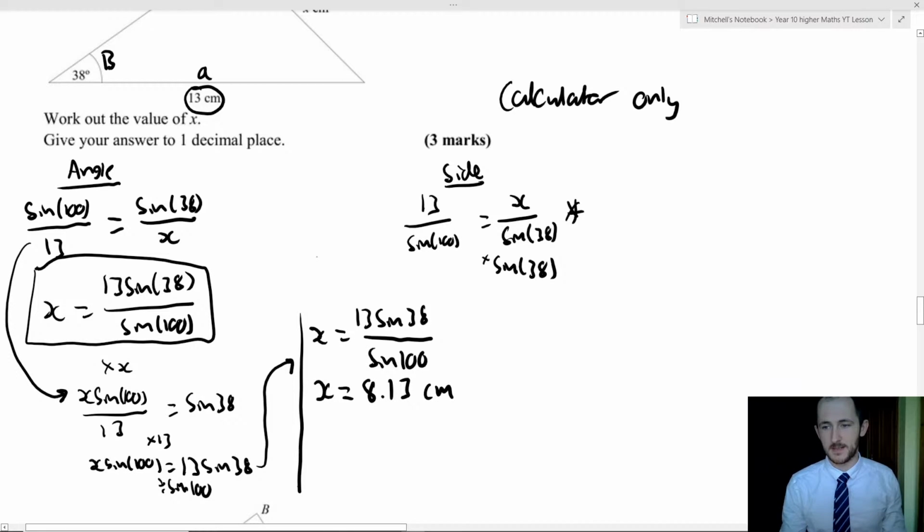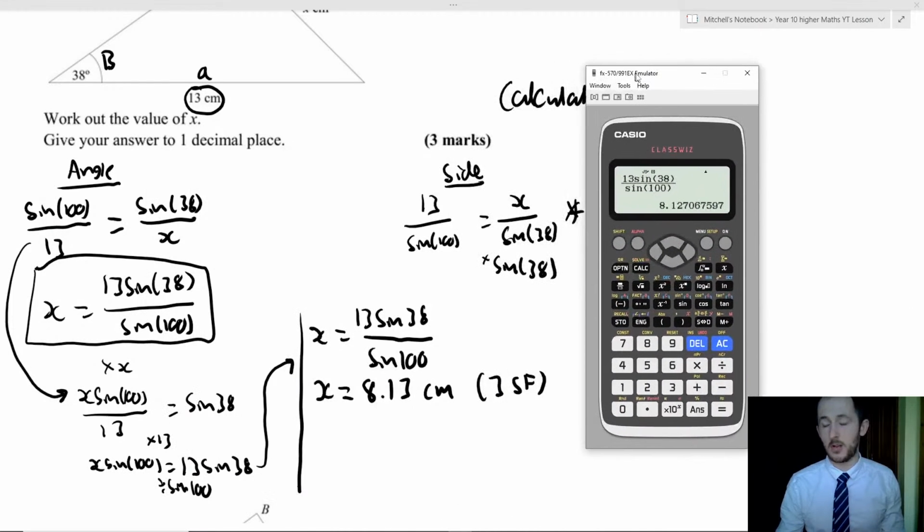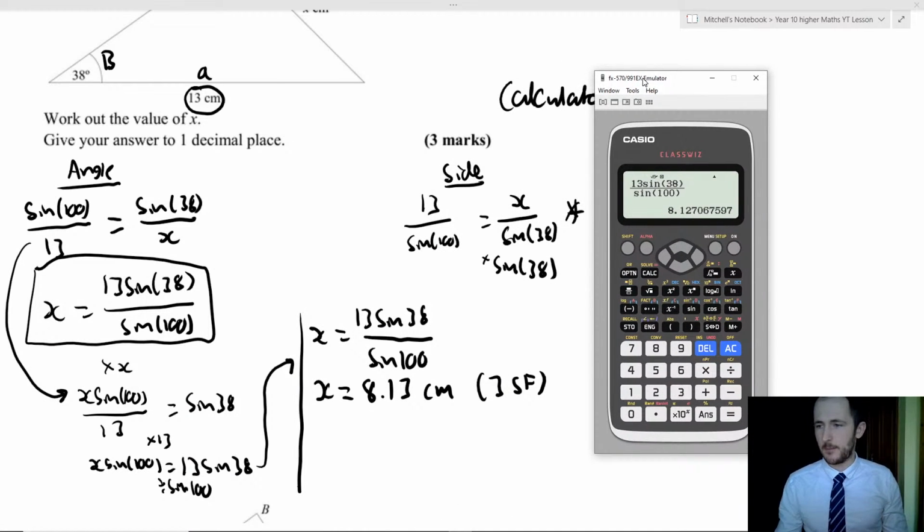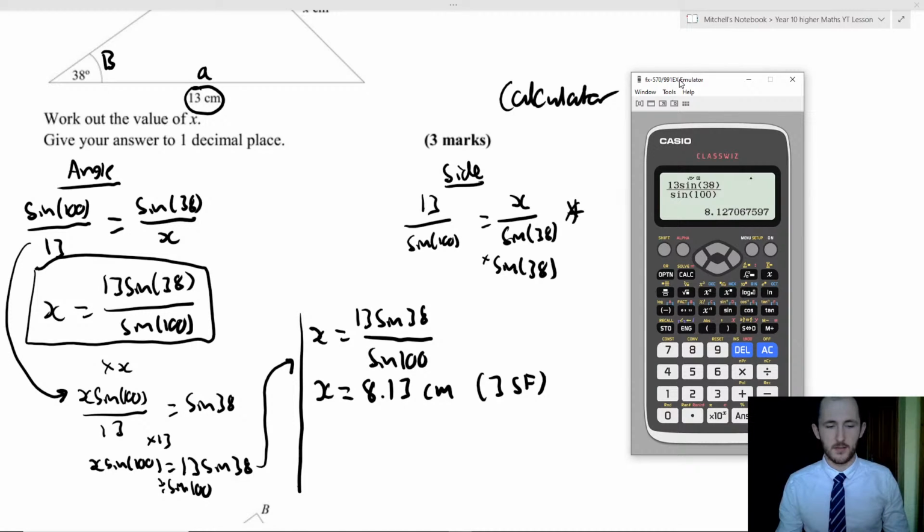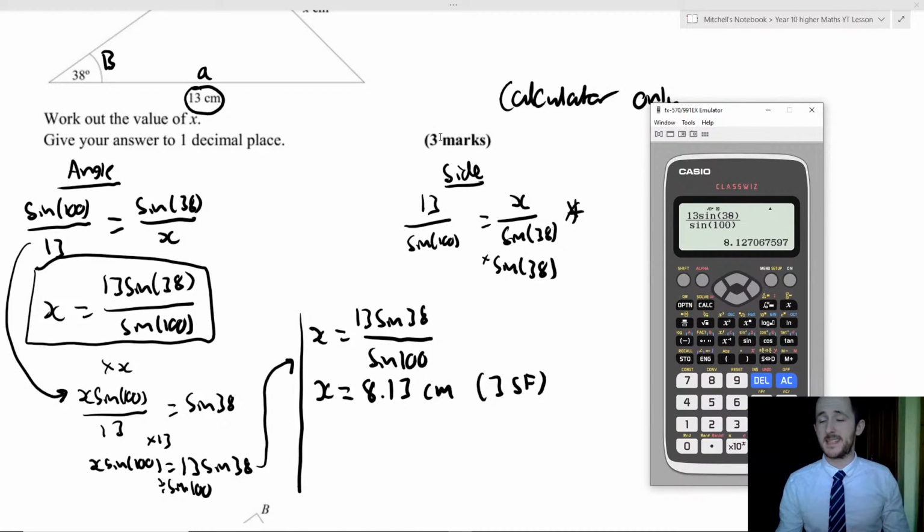8.13 centimeters. Okay, and again, this is the 3 significant figures. So we did get a much longer decimal, but all I've done is round it. So you might think this is quite a lot, but this is 3 marks. And keep in mind, I did manage to get to this step almost immediately. Again, I don't expect you to be able to do that just yet, but by the time of your exam, I guarantee you will be, because you would have done 100 of these questions. But this is a calculator-only topic.